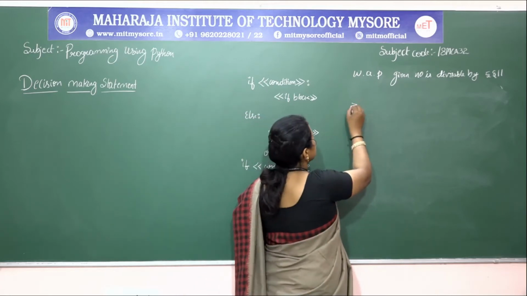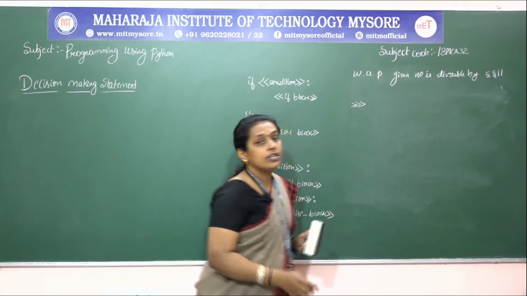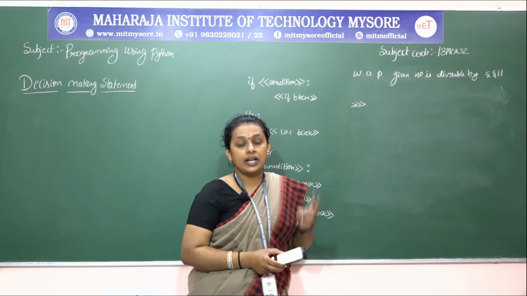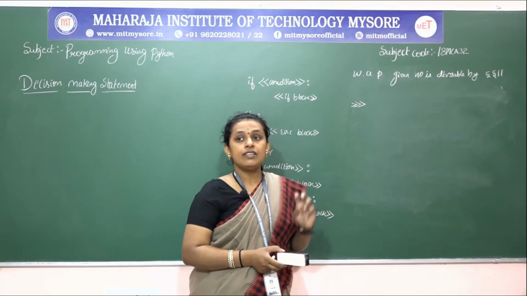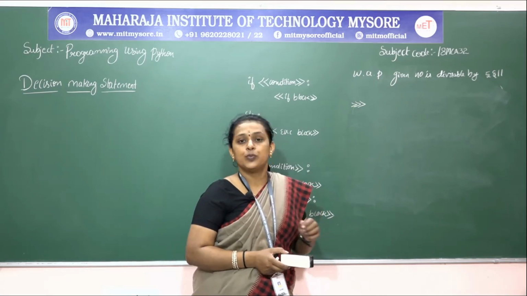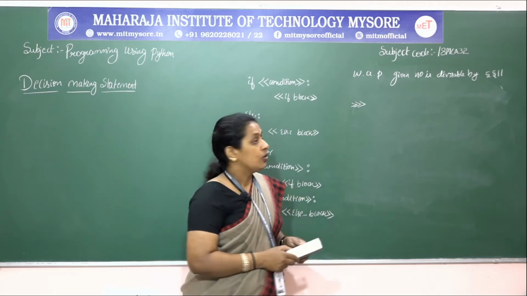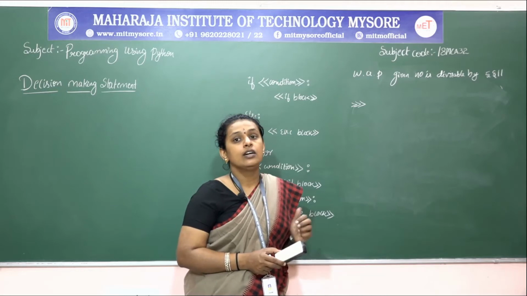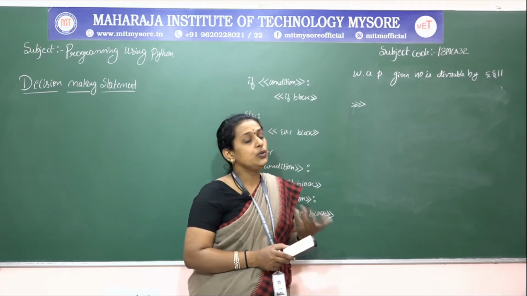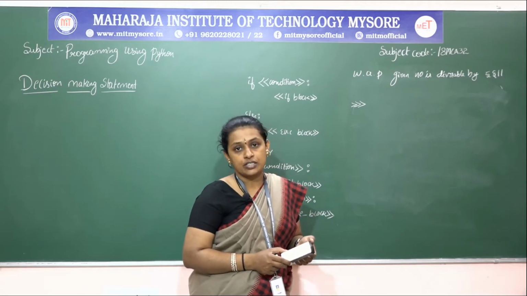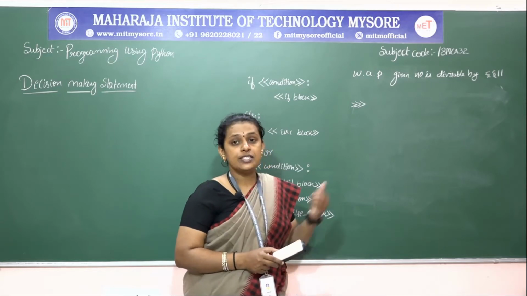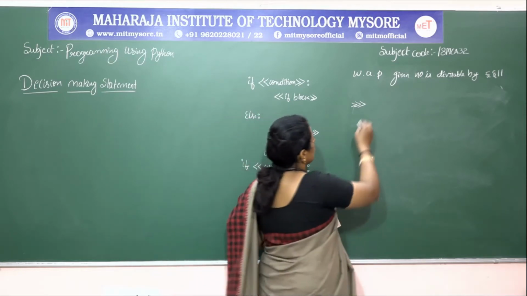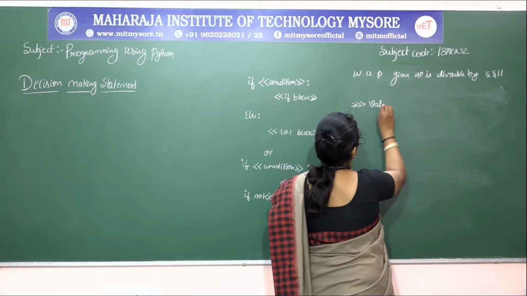With respect to this, I need to satisfy two conditions, that is, the number should be divisible by 5 as well as divisible by 11. So both conditions need to be satisfied, so I can use the AND operator to evaluate this condition. Let us take a value variable.